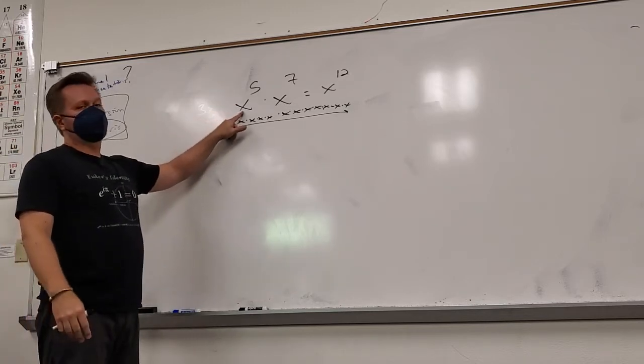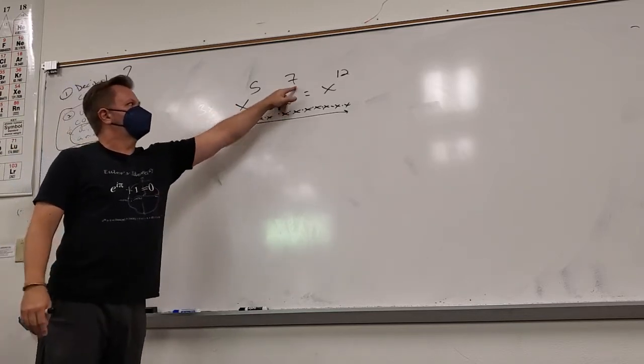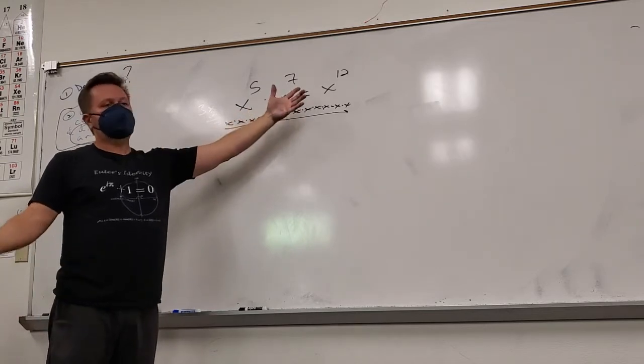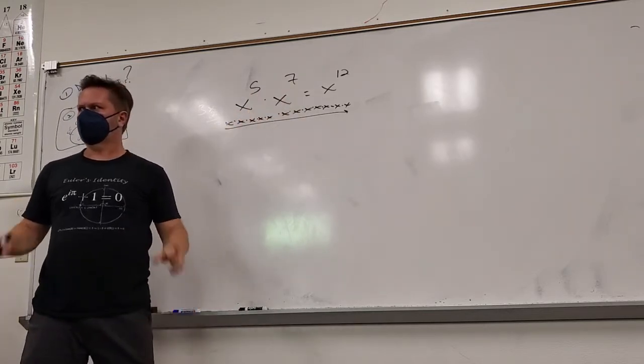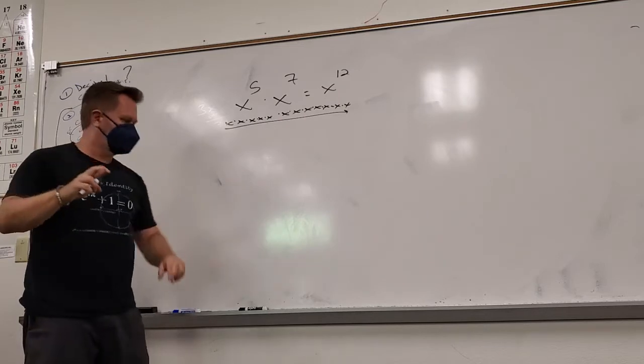So that's why when you multiply like bases, you add the powers, because you're just collecting. This guy has 5 x's to multiply. This guy brings 7 more x's to multiply. So of course they got 12 x's to multiply. Okay, I like it.